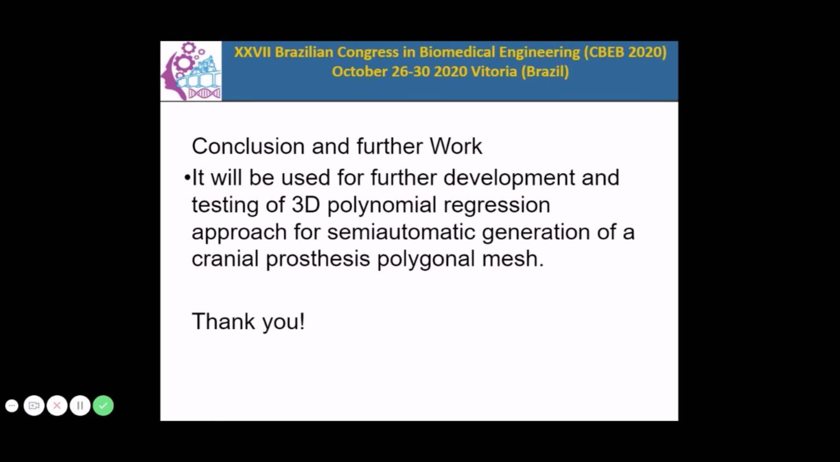This dataset will be used for further development and testing of a 3D polynomial regression approach for semi-automatic generation of a cranioplasty polygonal mesh.